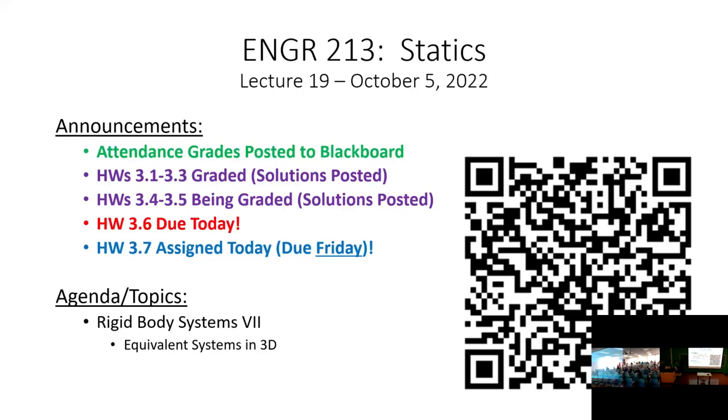Okay. So let's sort of recap logistics. I checked with the TAs. They have graded the homework's 3.1, 3.3. They're still working on 3.4 to 3.5. 3.6 is due today, and then I've assigned 3.7. I tried to pick a problem associated with 3.7 that wasn't too demanding given our topic today.